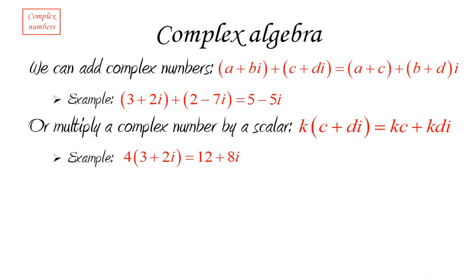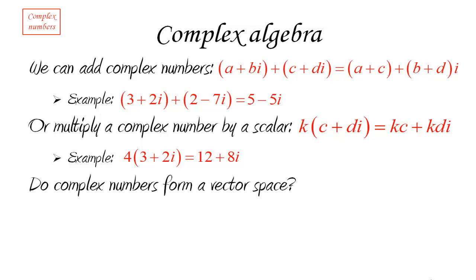Because, of course, these are the two closure axioms of the vector space, and because of the way we've defined them, by adding two complex numbers we get a complex number. Multiplying a complex number by a scalar also gives us a complex number. Now there are still the other axioms to check, but you should be able to see that since the other axioms all come from real algebra and we're not doing anything really different here, they are going to work as well. So in fact, do complex numbers form a vector space?